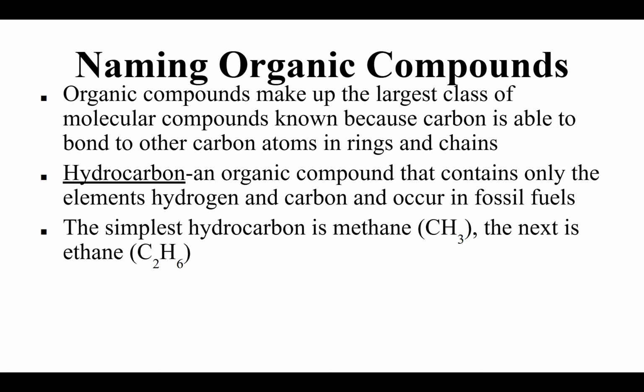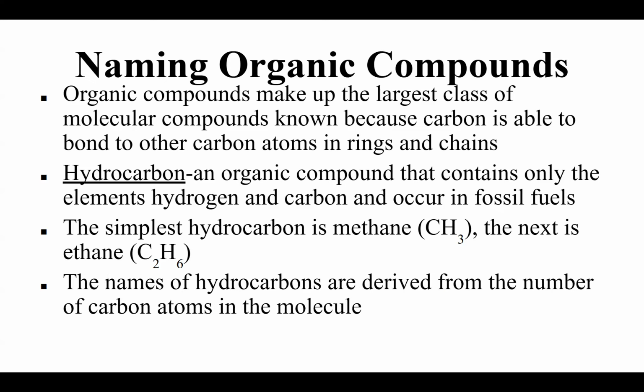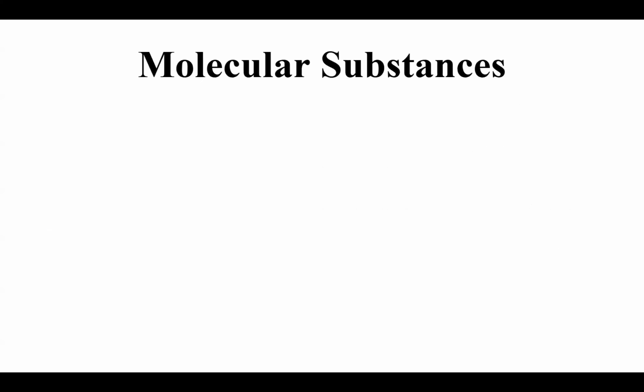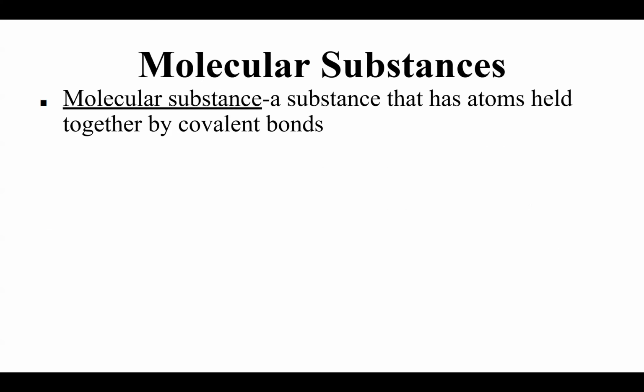Kerosene. Those are the things that give us fuel to power different things that we use on a regular basis. Now, the simplest hydrocarbon is methane, which is CH3, and the next is ethane. The names of hydrocarbons are derived from the number of carbon atoms in the molecule. Remember, molecular substances are substances that have atoms held together by covalent bonds.